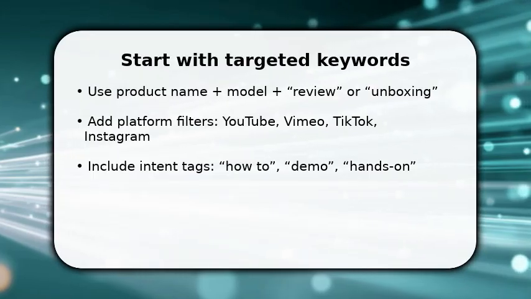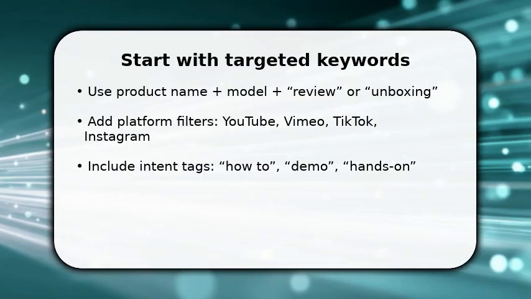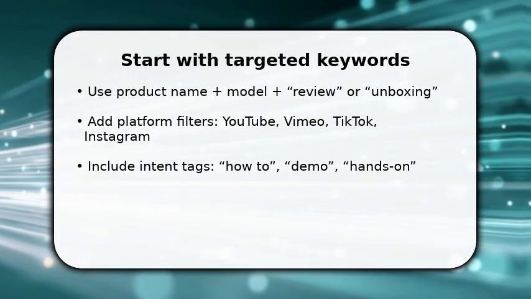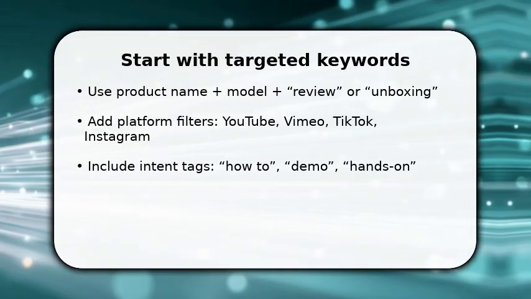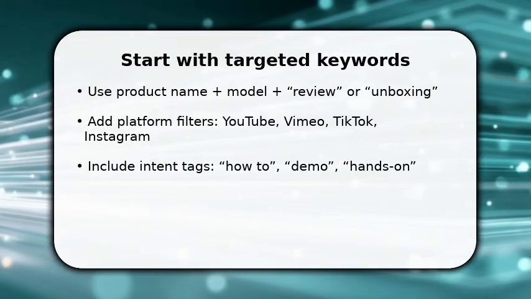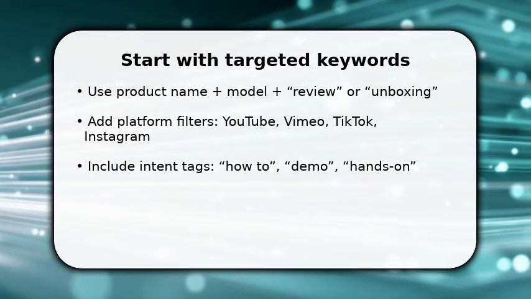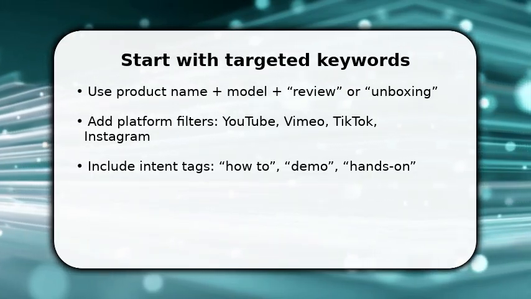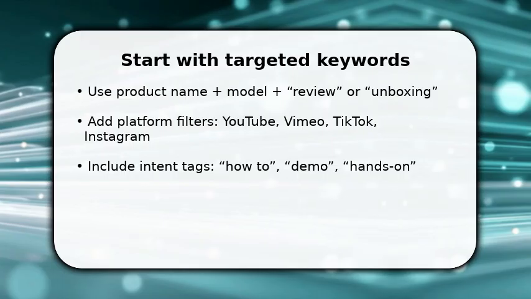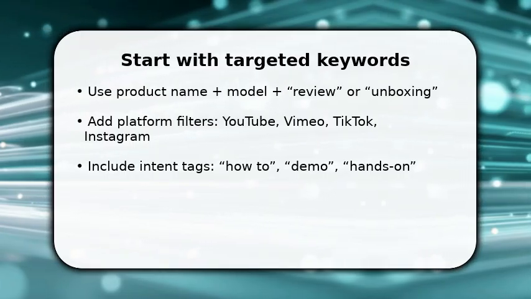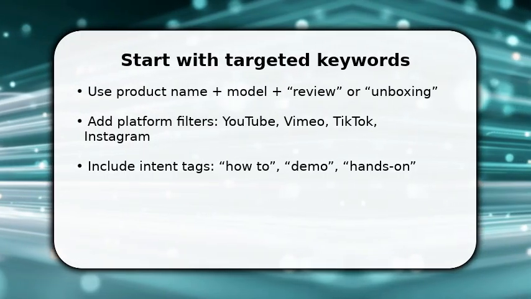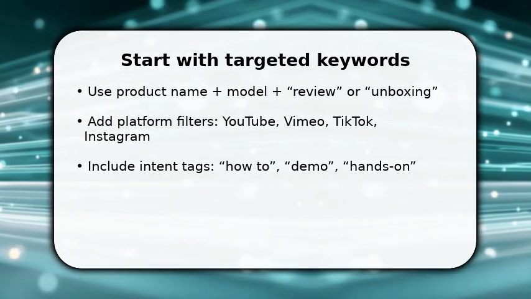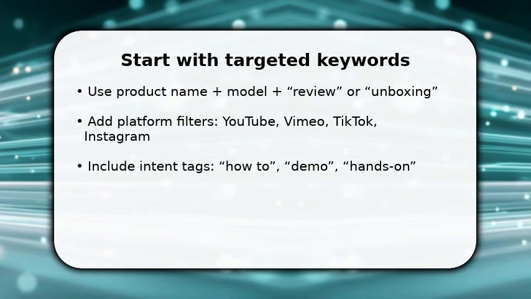You begin by choosing precise search terms so results are relevant. Start with the exact product name and model, then append intent words like review, unboxing, or demo. Once done, limit the platform to YouTube or TikTok to reduce noise and make sure to add filters for upload date and duration. This finds recent, concise videos. You do this because targeted queries save time and surface practical content quickly, rather than sifting through unrelated clips.